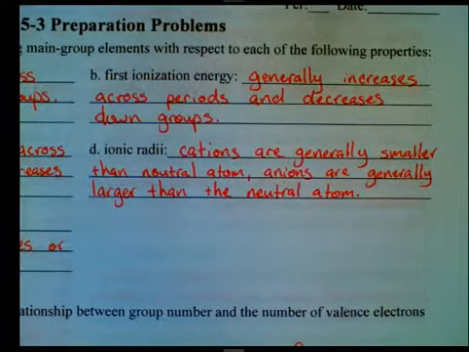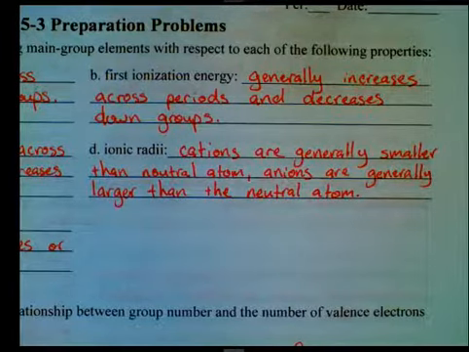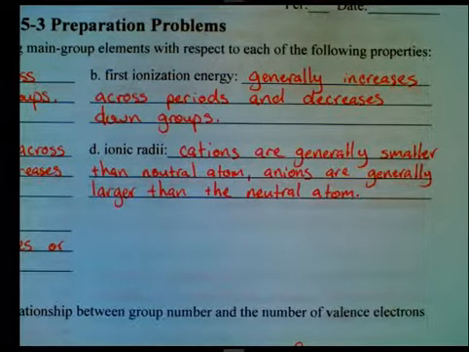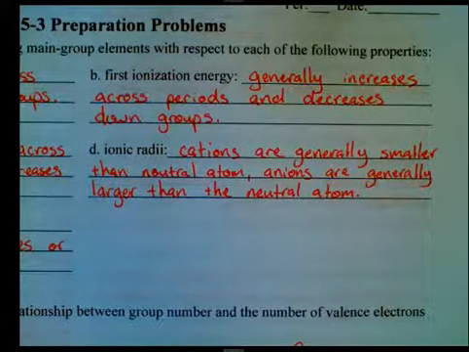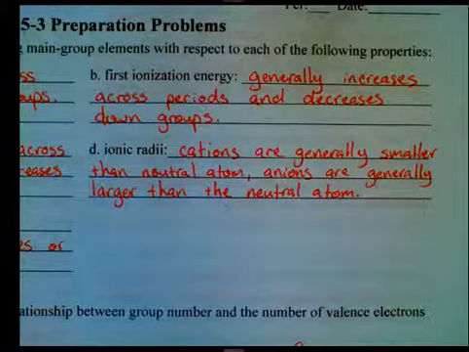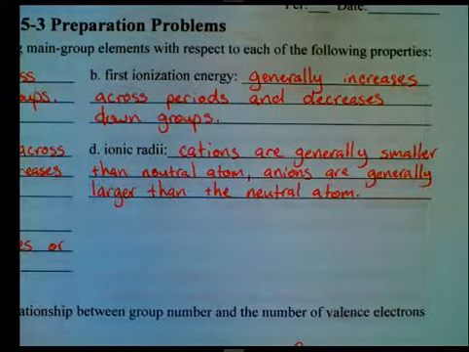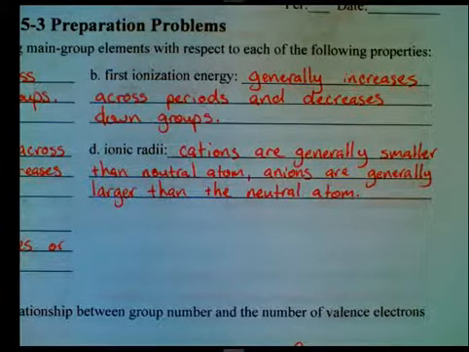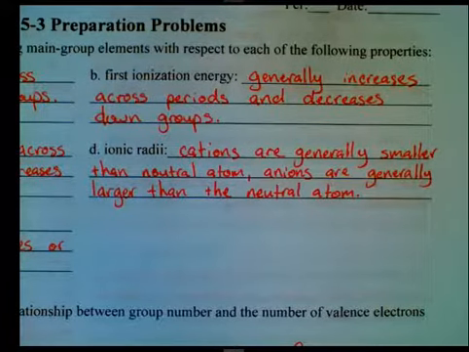So cations are generally smaller than neutral atoms. So when that atom was still neutral, it was a certain size. When it ionized, it's a cation, so it lost electrons. When it did that, it became smaller. Anions, negatively charged ions, are generally larger than the neutral form of that atom. So when they gained electrons, they actually increased in size.